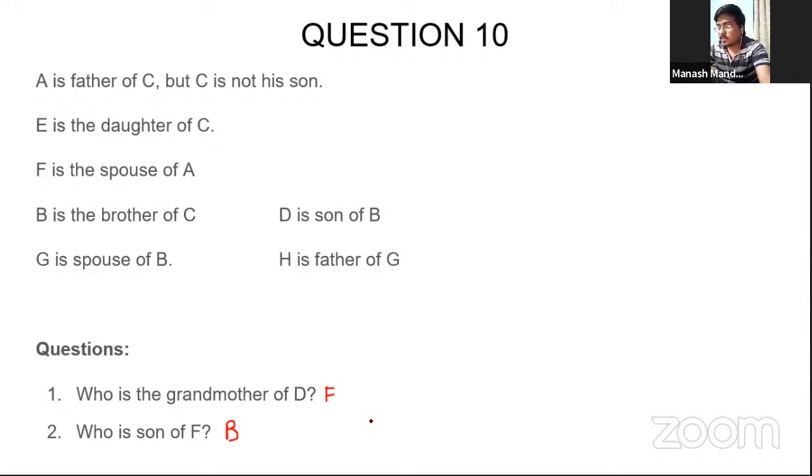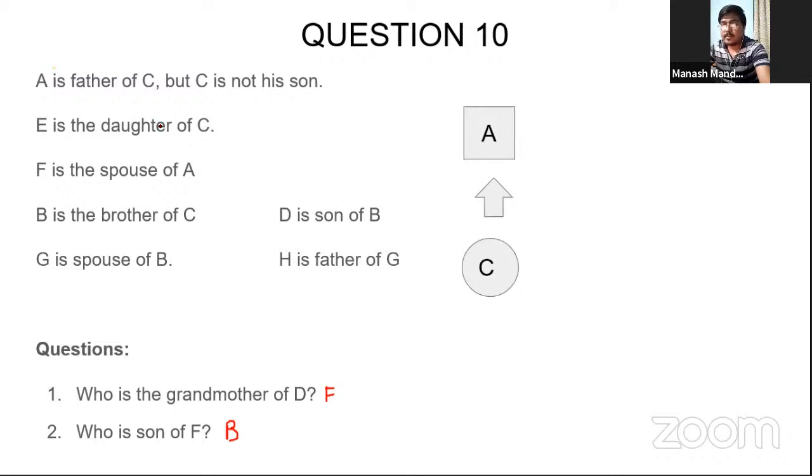Okay, let us solve this question. Okay, let us see if you guys are correct or not. Okay, so the first hint is A is the father of C, but C is not his son. So A is the father of C, but C is not his son. That means that C is the daughter of A, right? So let us say daughter.